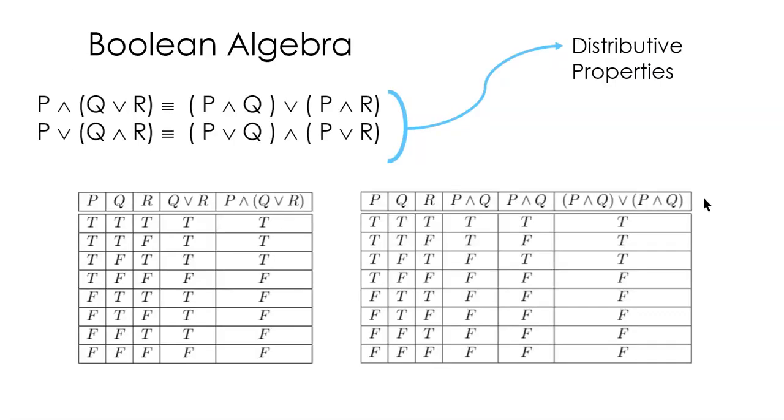Oh, I didn't do the little red squares. Oh, sorry. So we can see that this column is the same as this column. So therefore, they are equivalent.